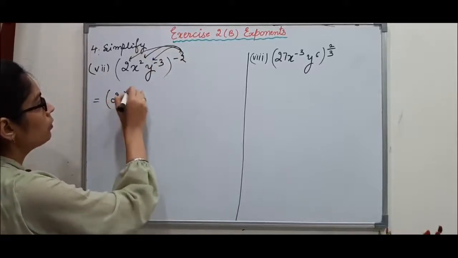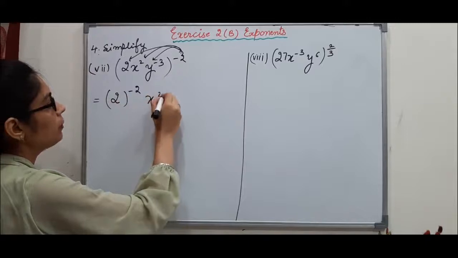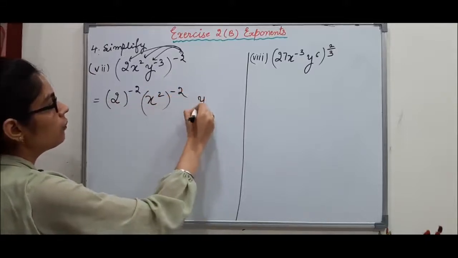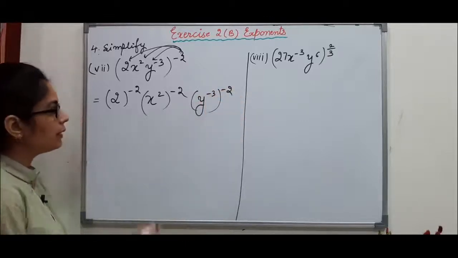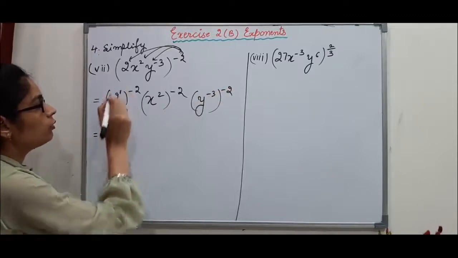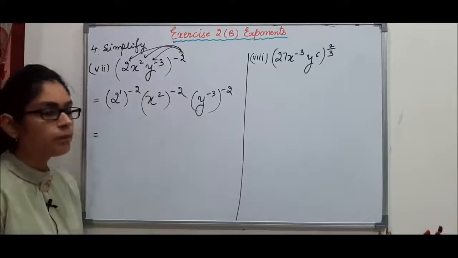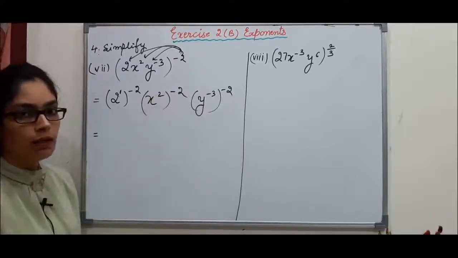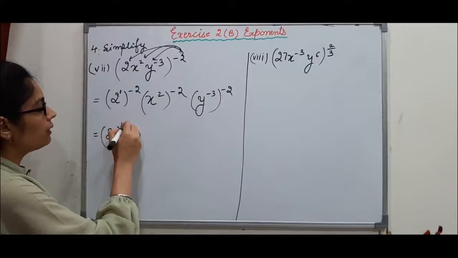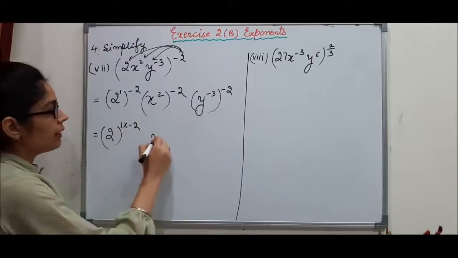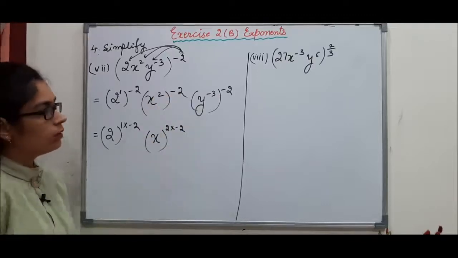So 2 into 2 whole power minus 2, x to the power 2 whole power minus 2, y to the power minus 3 whole power minus 2. We have just written the powers separately. Now 2 powers are there. Here single 2 means 2 to the power 1 only. So single powers are there, so we can multiply these powers, and these 2 powers we can make into a single power. So 2 into 2 raised to power 1 into minus 2, x whole power 2 into minus 2, we are just multiplying the powers to make a single power.